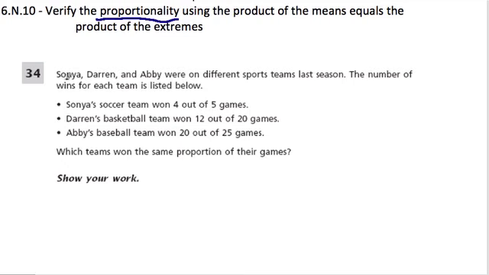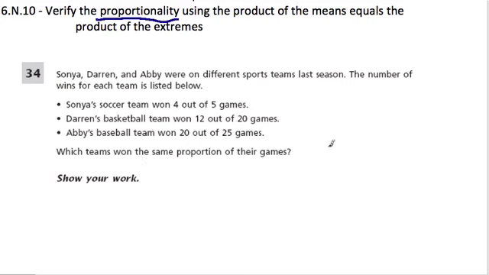Anyway, so Sonia, Darren, and Abby were on different sports teams last season. The number of wins for each team is listed below. Sonia's soccer team won 4 out of 5 games. Darren's basketball team won 12 out of 20 games, and Abby's baseball team won 20 out of 25 games. Which teams won the same proportion of their games?